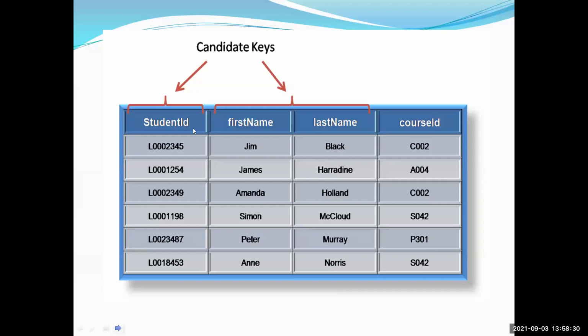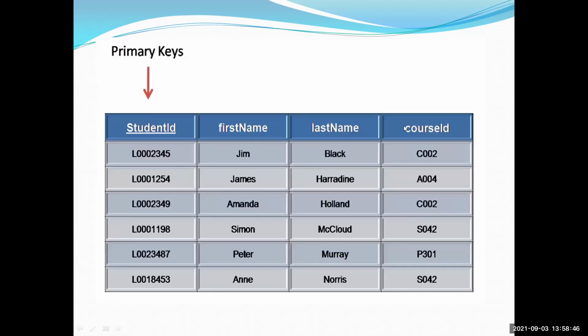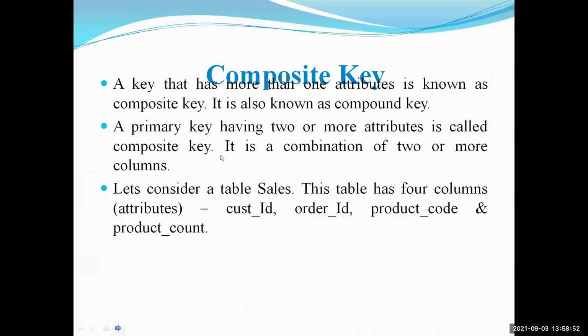Now coming to the primary key, you are already aware. Last class also we discussed that it should not have null values, and it can have only one primary key, which consists of a single or multiple keys. Now, in this particular case, student ID is your primary key, along with first name, last name, and the course ID. So the primary key is there, no need to discuss much about it. What is a composite key, students? Already we have discussed.